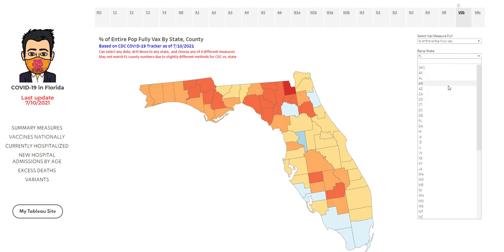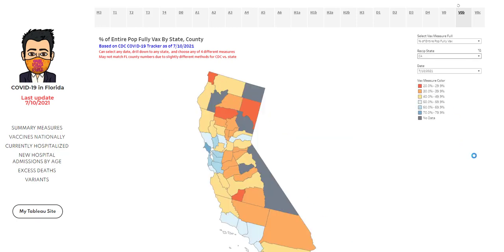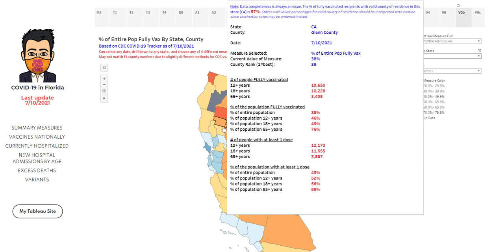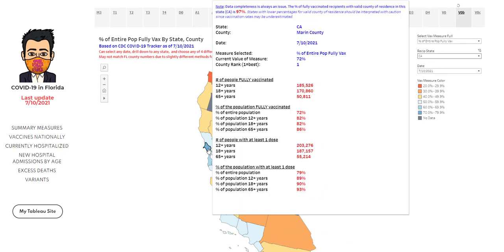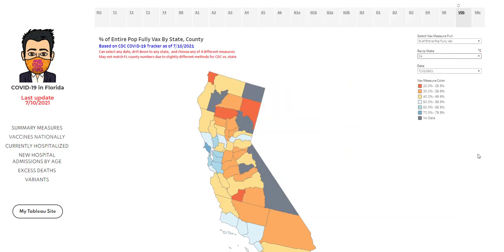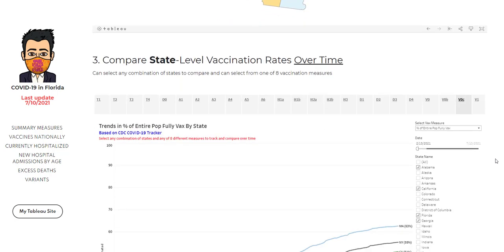If you wanted to change this and look at California, again, it'll give you all of the counties just in California and the various rankings. So like over here, Marin County ranks number 1. They're best on this metric in terms of the highest vaccination rates. So that's the idea behind that.